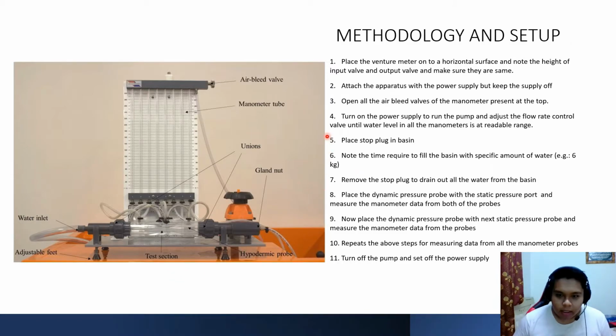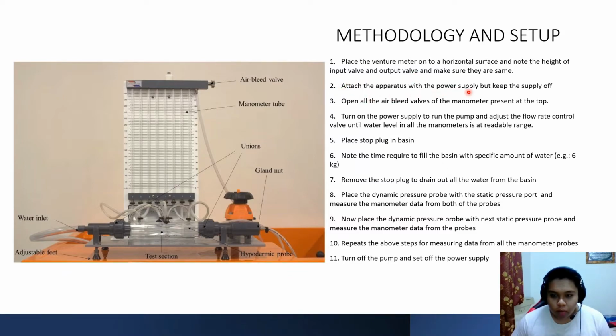Next, the methodology and setup. So the setup consists of an air bleed valve to let the air in the manometer tube flow out, and unions which connect this test section with the water inlet and water outlet, and adjustable feet to make sure the apparatus is level, and a bucket here. So, firstly, place the venturi meter onto a horizontal surface and note the height of the input valve and output valve and make sure they are the same.